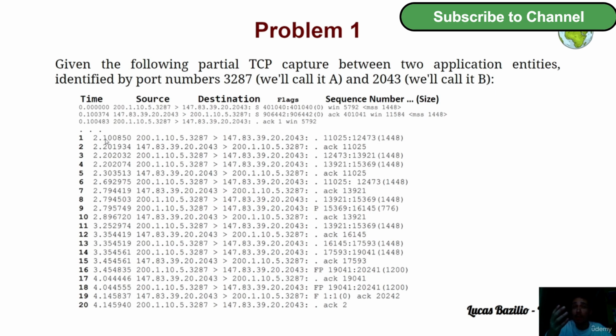Now, if the capture was being made in the application B, in the server, then the big time difference would be between the second segment and the third segment. Between the first one and the second, we would have a very little difference. But this is not the case. We are making the capture in the application A, in the client. That's why the big difference is between the first segment and the second, and hence the round trip time is this difference.